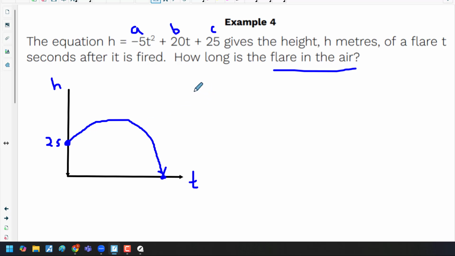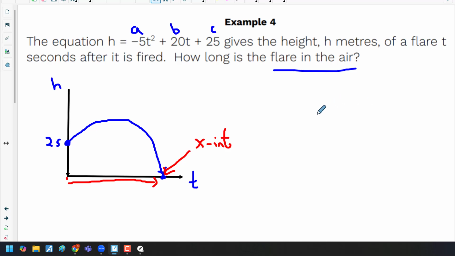Now, the question is, how long is the flare in the air? Well, it's from here all the way to this point here. It's the time it takes to go from here to there. This point, what is this point? I'll give you a hint. It's the x-intercepts. So we need to find the x-intercept. How do we find the x-intercept?